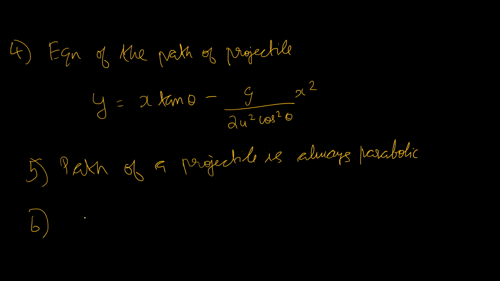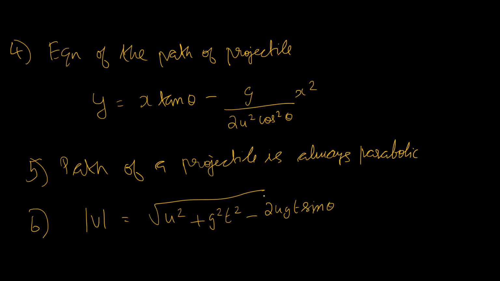Sixth one. Velocity of the projectile at any instant t is given by mod v is equal to root of u square plus g square t square minus 2u gt sin theta. This is the velocity of the projectile at any instant t.